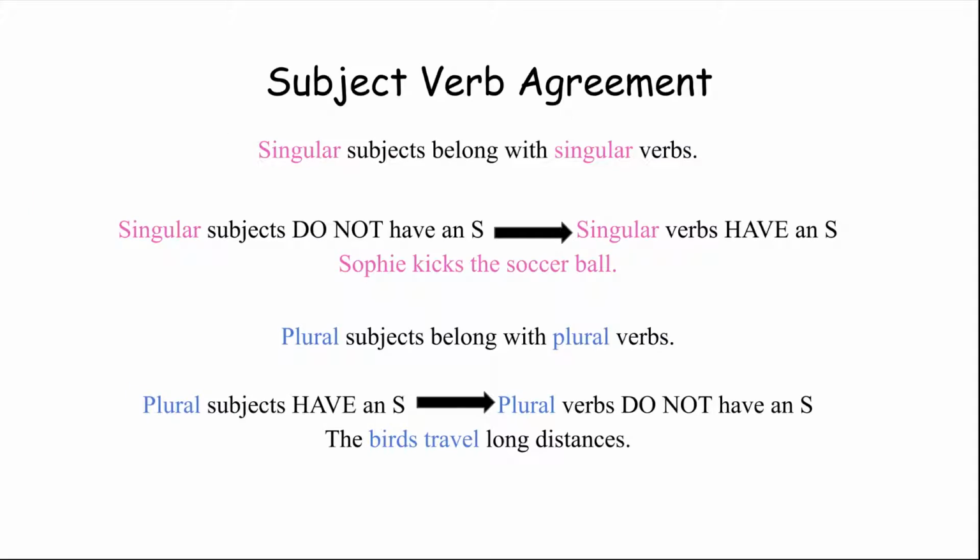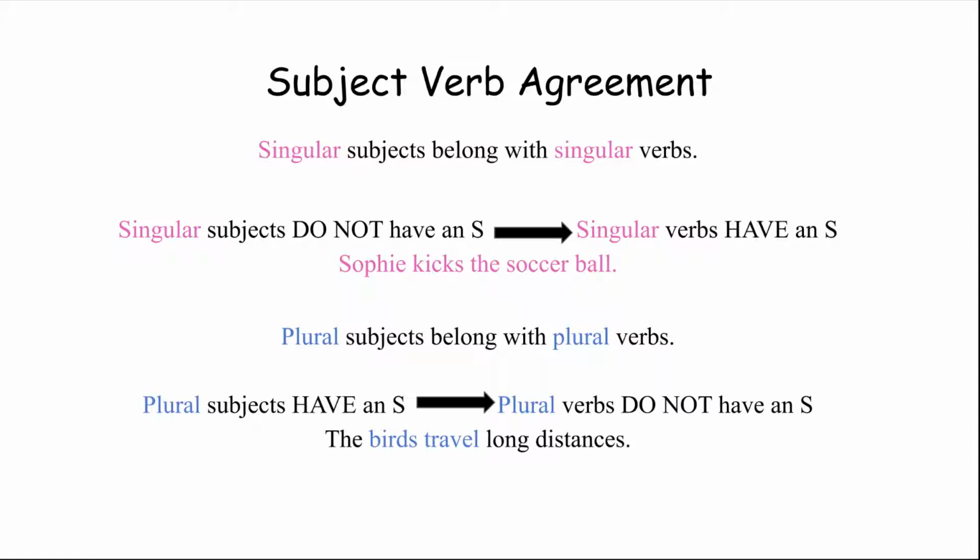And the very first thing we're going to talk about with usage is called subject-verb agreement. The basis of subject-verb agreement is that singular subjects belong with singular verbs and plural subjects belong with plural verbs. Now, a quick rule of thumb is that singular subjects usually do not have an S, while singular verbs usually do have an S. So for example, we have Sophie kicks the soccer ball. Sophie's my subject, singular because there's only one person, no S. However, kicks, my verb, is singular, but there is an S.